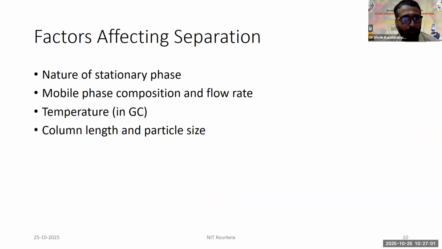Then the factors affecting the separation process. What are the factors affecting the separation process? Definitely two things are very important: the stationary phase and the mobile phase. You need to identify a suitable mobile phase and a suitable stationary phase. Otherwise, whatever sample you analyze is a waste. You will not get true results.